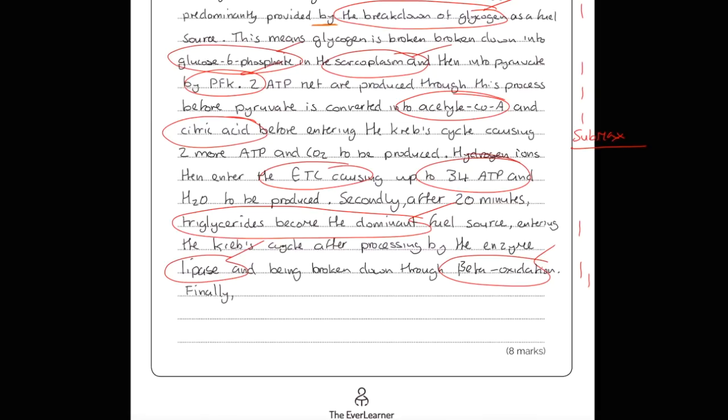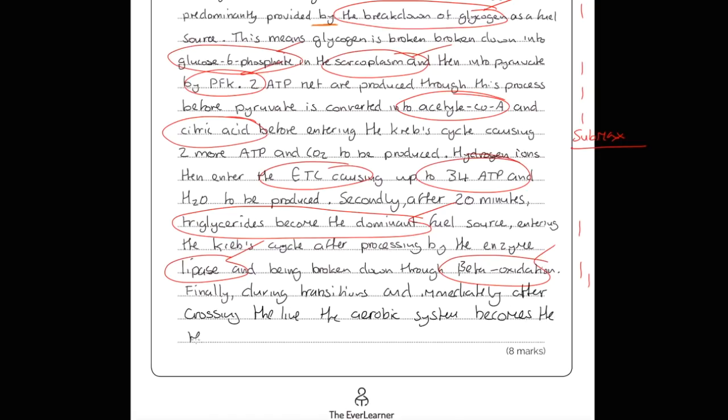Finally, what? Let's put a little bit in. Let's see what we come up with. Let me choose the right color. Finally, during transitions and immediately after crossing the line, the aerobic system becomes the recovery system. Now, we're going to get marked for that. So it becomes the recovery system in that zone. I'm up to my max.